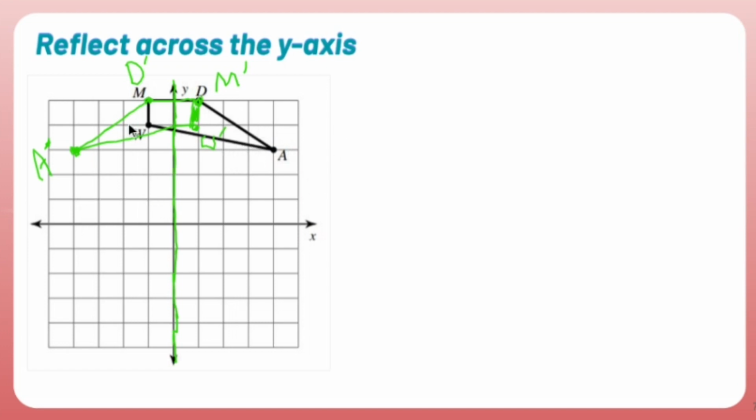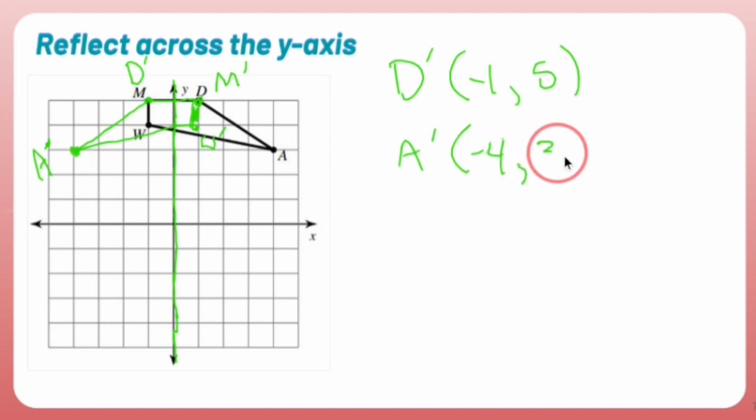Now, I'm going to list what these points are, just because you might have a teacher that asks you to. So D prime, I'm going to go to my origin, and the way I get to D prime is I go left 1, up 1, 2, 3, 4, 5. So D prime was left 1, -1, up 5, +5. A prime has me starting from the origin and going left 1, 2, 3, 4, and up 1, 2, 3. So left 4, up 3, that's A prime.